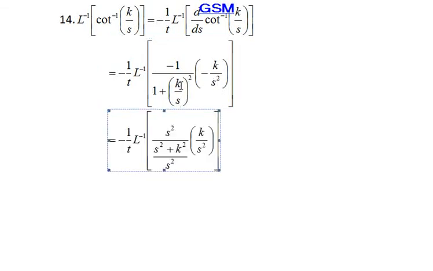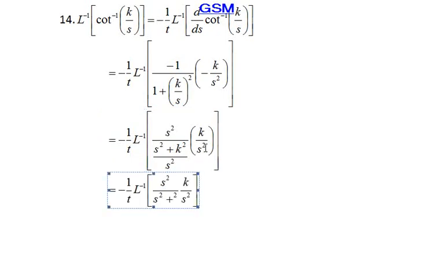So differentiate the cot inverse of k by s. That is minus 1 by 1 plus x squared is the formula. Here instead of x, k by s is there. So minus 1 by 1 plus k by s whole squared. Again we have to differentiate k by s. Differentiation of 1 by s is minus 1 by s squared. Here k is constant, so minus k by s squared. Multiply here and simplify. So this is k by s squared, divided by s squared plus k squared divided by s squared.